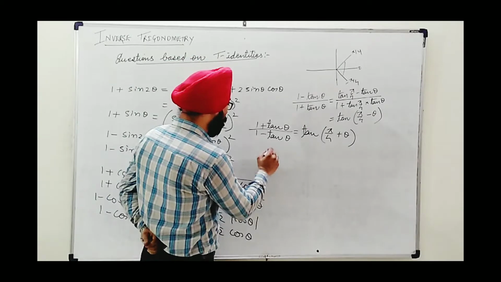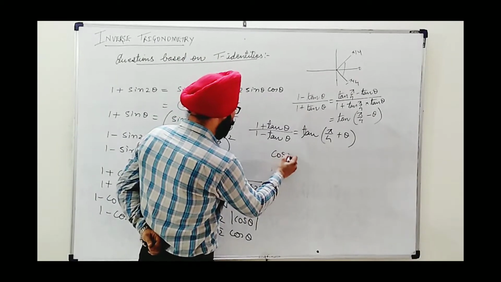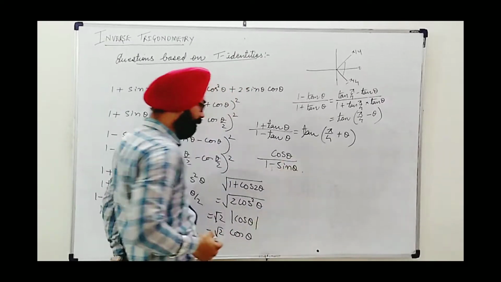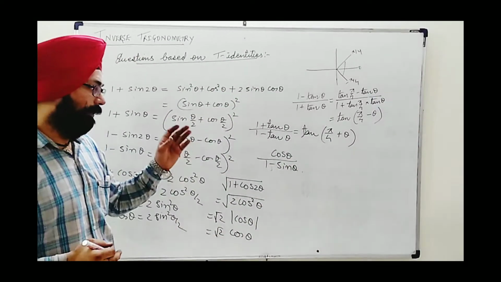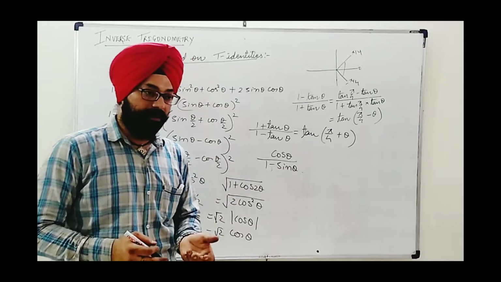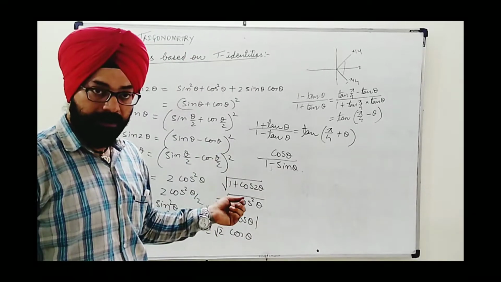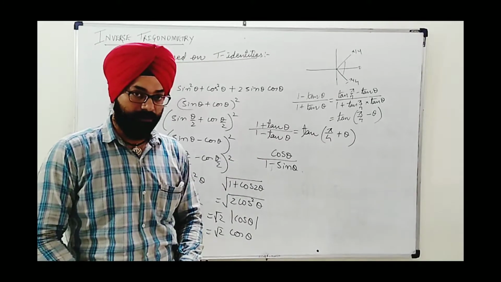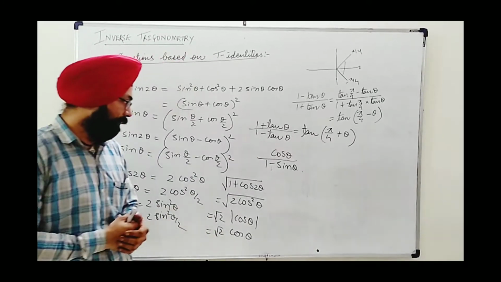If we are having cos theta upon 1 minus sin theta, this is not an identity, this is a trigonometric expression. Whenever you are asked to simplify this expression, I see that such a pattern is frequently used. This is a rational form, we will see.